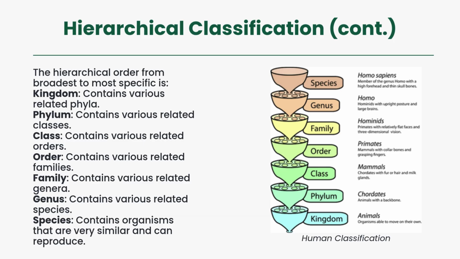Think of it like a set of nested boxes, getting smaller and more specific as you go down the list. Kingdom is the biggest box, and species is the smallest, containing organisms so similar they can reproduce with each other.